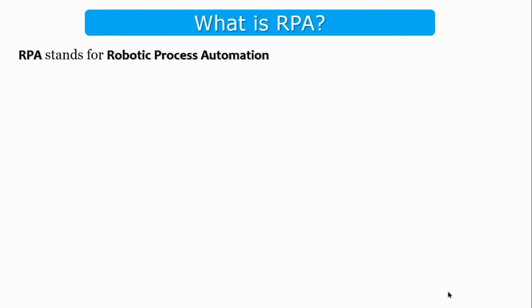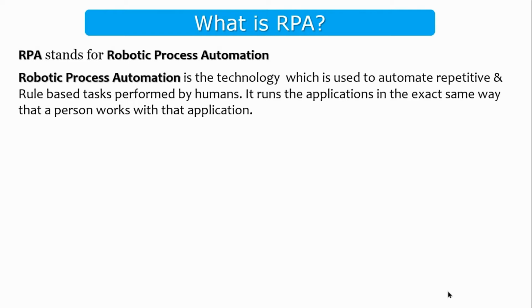What is RPA? RPA stands for Robotic Process Automation. Robotic Process Automation is the technology which is used to automate repetitive and rule-based tasks performed by humans. It runs the application in the exact same way that a person works with that application.